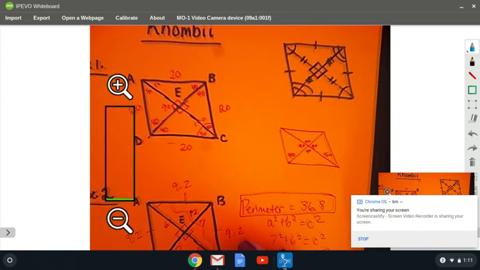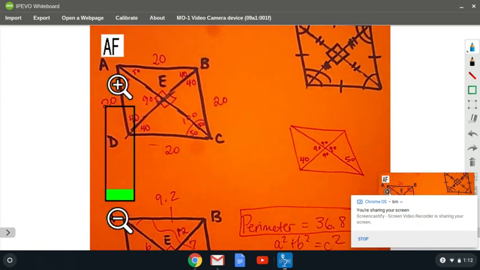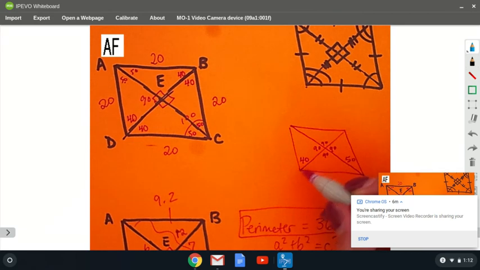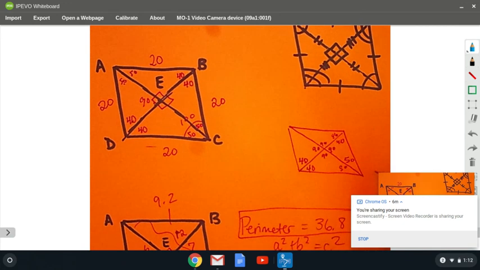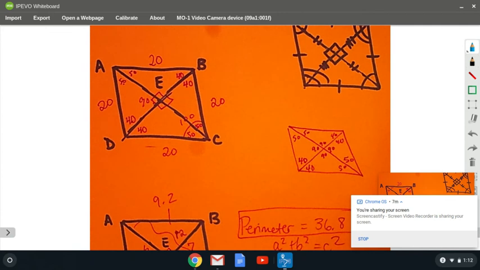Let me zoom in a little on this. After you label that those are 90, go ahead and label your angles that should be equal. So if that's 40, this should be 40. Across from them should also be 40s. This should be 50. These should be 50. Make sure you go ahead and label those things. That's really going to help you on number 2.